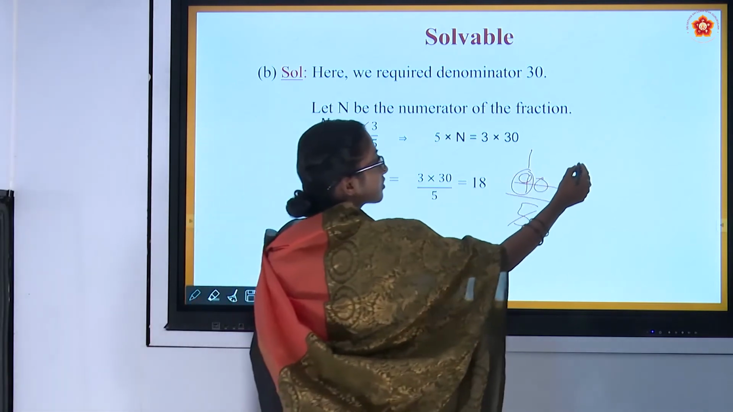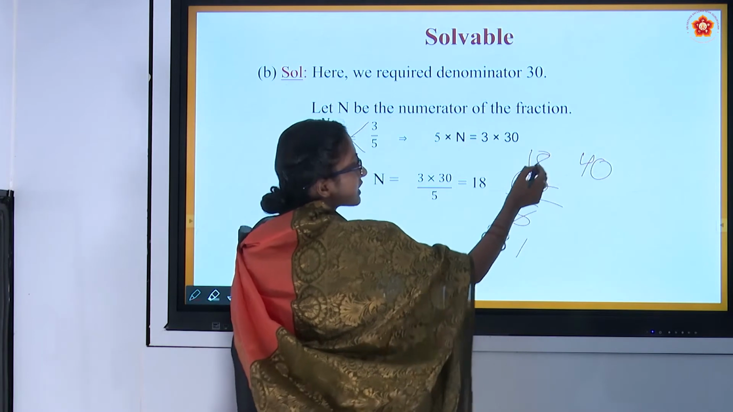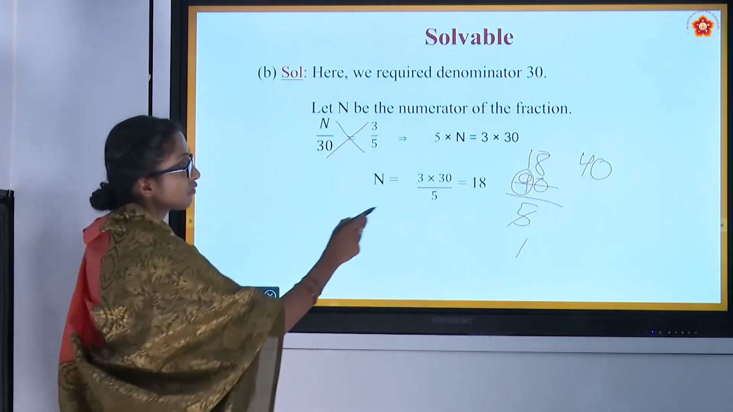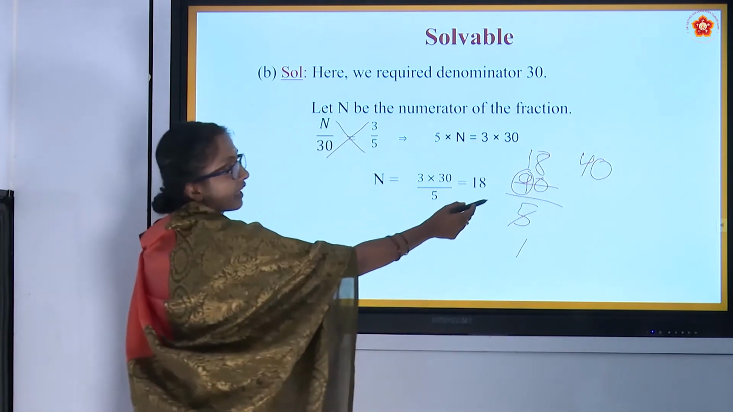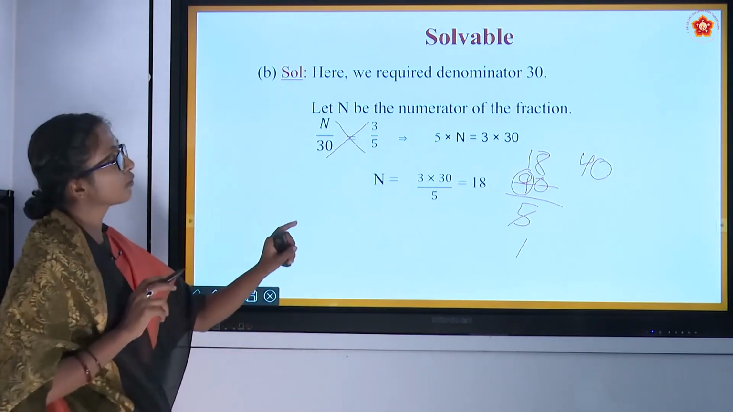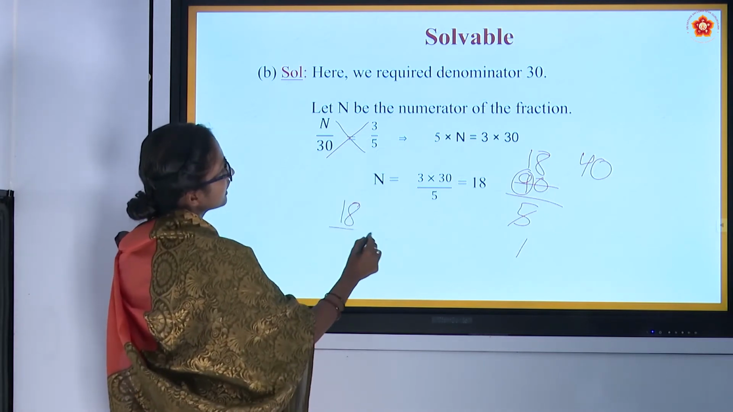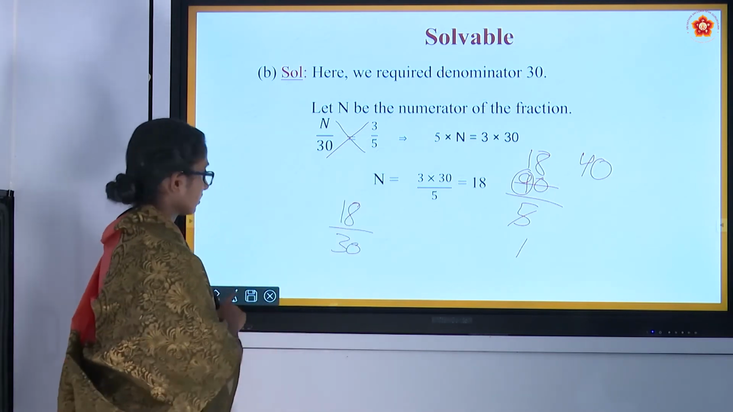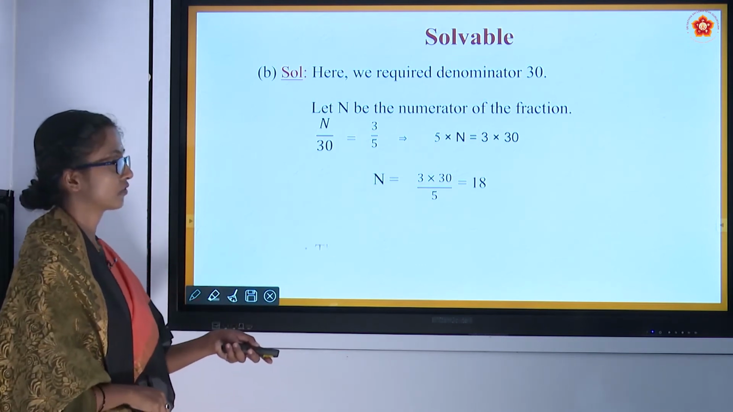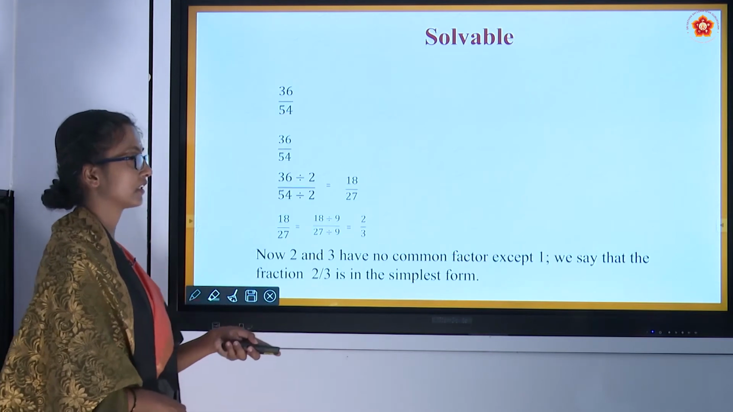5 eights are 40, so 4 remains, and beside it there is a 0. So 5 18s are 90. The required numerator is 18. The fraction will be 18 by 30. Okay. The required fraction is 18 by 30.